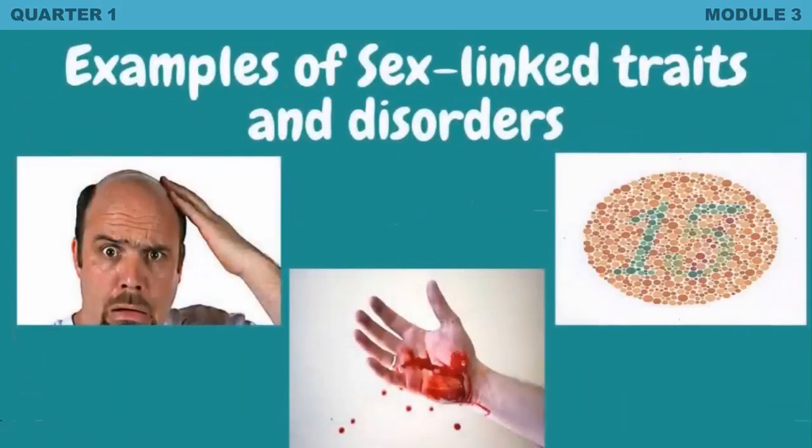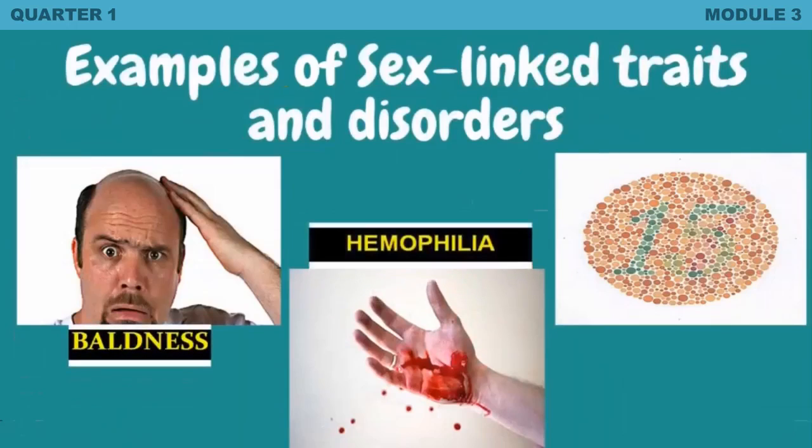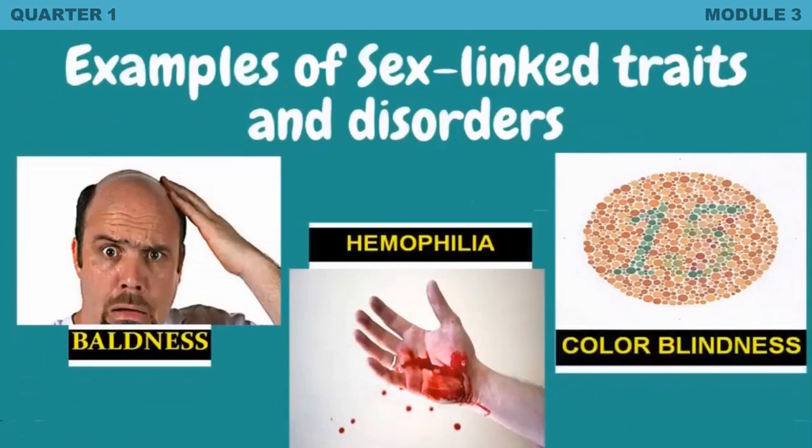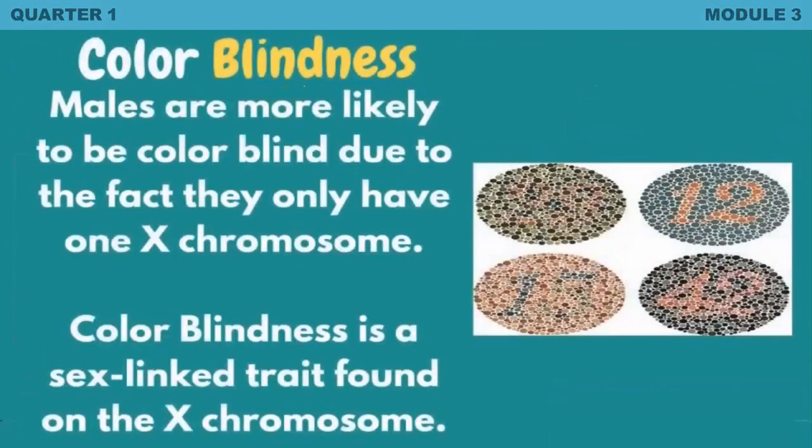What are the examples of sex-linked traits and disorders? First, we have baldness. Second is hemophilia. And lastly is color blindness. Color blindness: males are more likely to be colorblind due to the fact that they only have one X chromosome. Color blindness is a sex-linked trait found on the X chromosome.